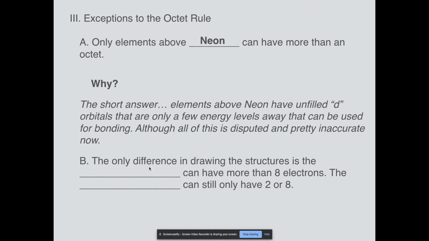So the only difference when you're drawing something is that the central atom can have more than 8 electrons. The atoms that are on the outside, the outer atoms, can still only have 2 or 8. So there's still no exceptions for hydrogen. Hydrogen can only have a max of 2 still. And every other element, whatever you're bonding it with, can still only have 8. The only one that can have more than 8 is the central atom. And again, only if it is above number 10 on the periodic table.